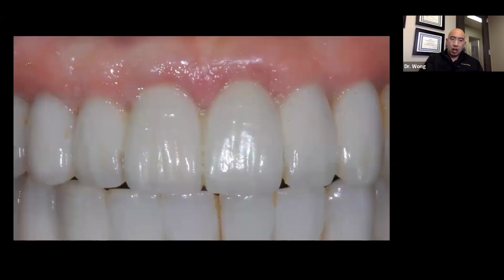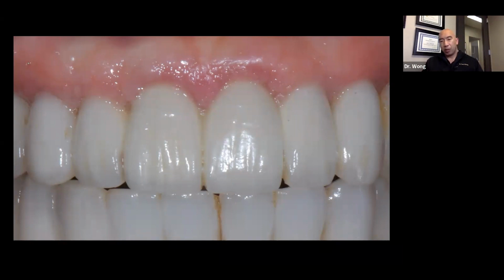So when it comes to implant aesthetics, this is what we're trying to do. I always tell doctors that I'm training, patients come to us because they want teeth. They don't really come to us asking for implants. They just tell you, I want a tooth. I'm missing teeth and I want my teeth replaced.